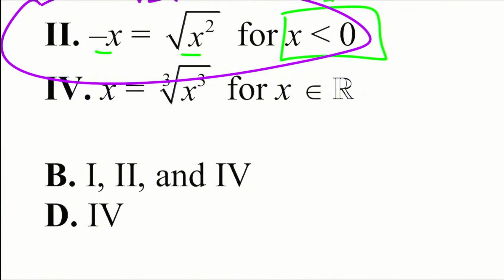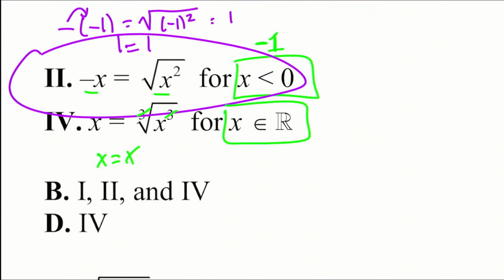Now let's check our last one. X equals the cube root of x cubed for x an element of the reals. So if we're taking the cube root of x cubed, these actually cancel out. That leaves us with any number that we can plug in. So x equals x. So this would be true. Any number that we're plugging in is what we're going to get out.